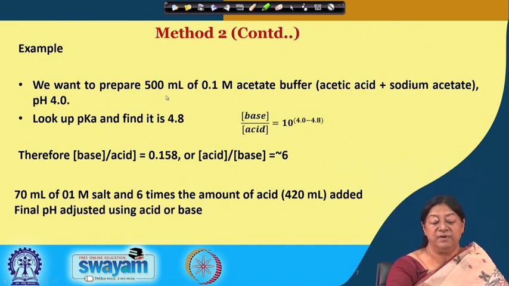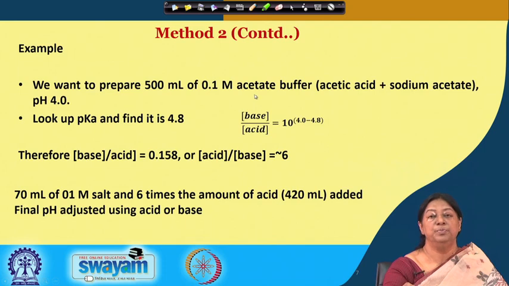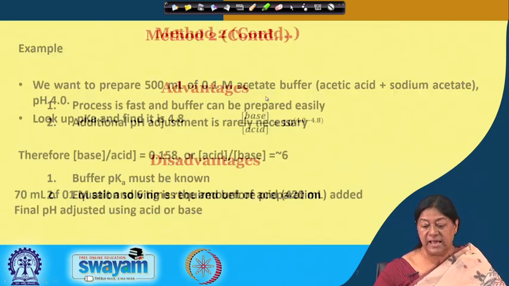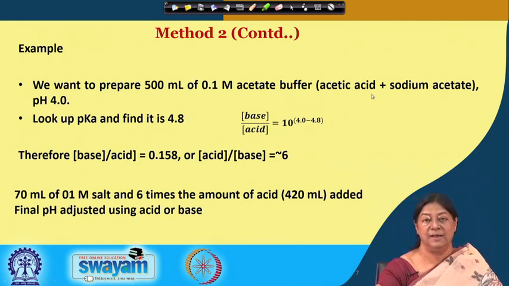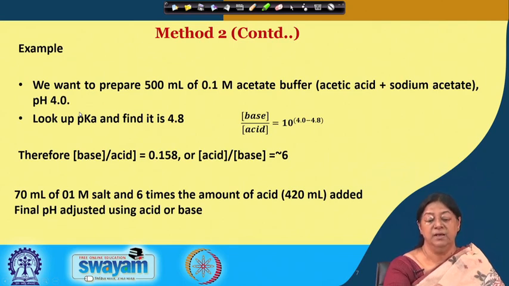For example, if we want to prepare 500 ml of a 0.1 molar acetate buffer of pH 4, to prepare an acetate buffer, as we saw in the previous class, we need acetic acid and sodium acetate, the salt of the weak acid. If we look at the pKa of acetic acid, we find that it is around 4.8. So, based on the previous expression, the ratio of the base to the acid is 10 to the power of pH minus pKa, which gives us a base to acid ratio of 0.158, which means the acid to base ratio is about 6. So, we take 70 ml of a 0.1 molar salt solution and 6 times that amount of acid, and the final pH can be adjusted by using acid or base.